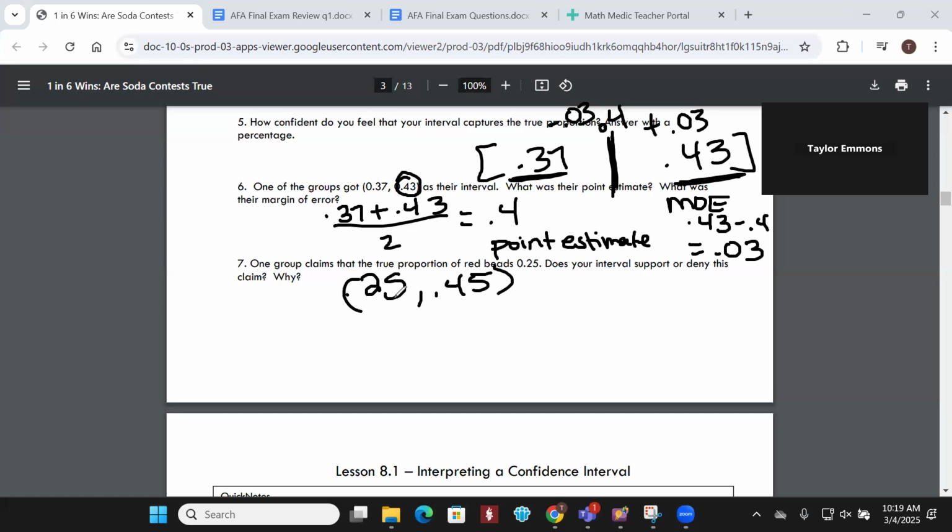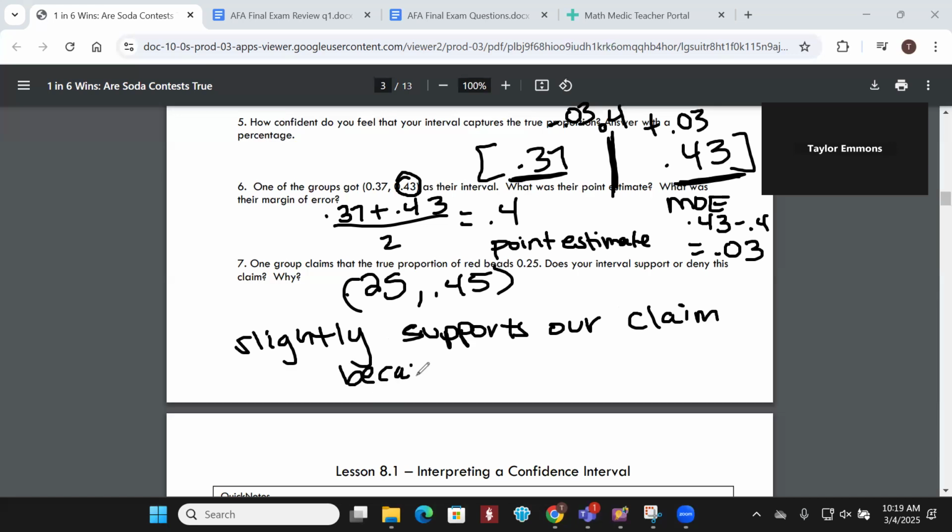But it could happen because it's in our interval, right? We're saying from this number to this number. So it slightly supports our claim because it still is within the interval. I don't like it, but you can't say no, right? It's still within that, what, 10%?